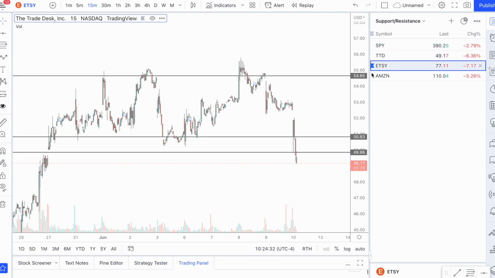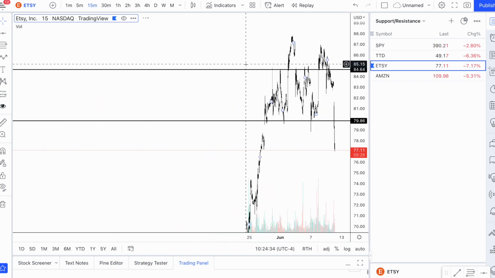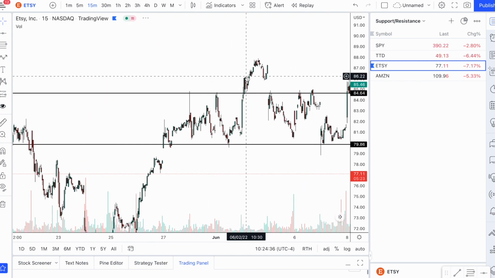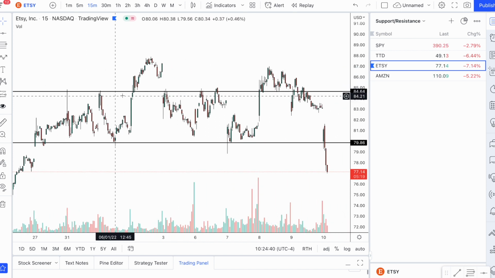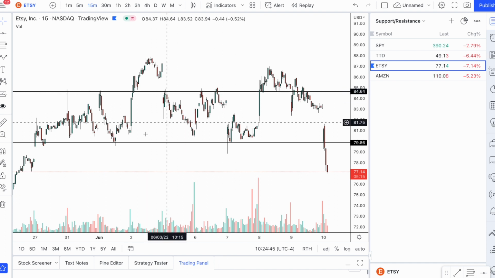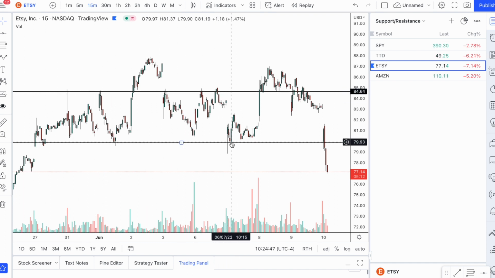Another example would be Etsy. You can see right here, very simple, very easy to see. Resistance here, here, here. Tons of touches at this zone where you could get short. Tons of bounces at this level here where you could get long.